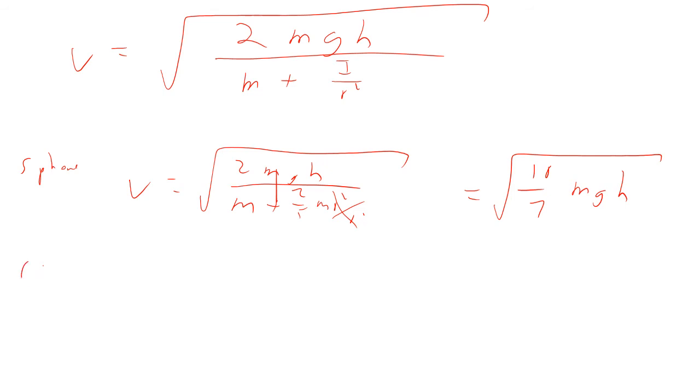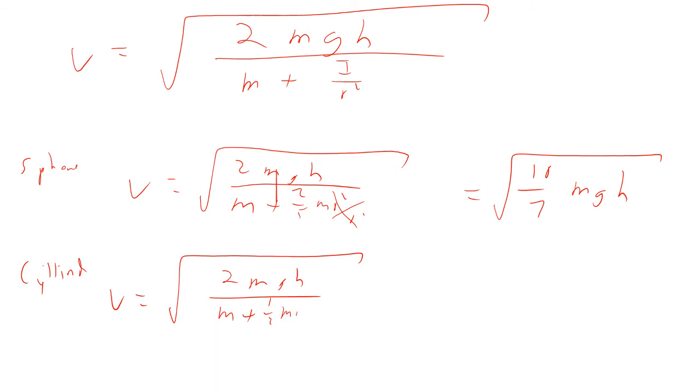Okay, so for the cylinder, this is going to be 2mgh divided by m plus 1/2 mr squared over r squared. The r squareds cancel, and so 1 plus 1/2 is 3/2, and that means this would come out to be 4/3 gh.